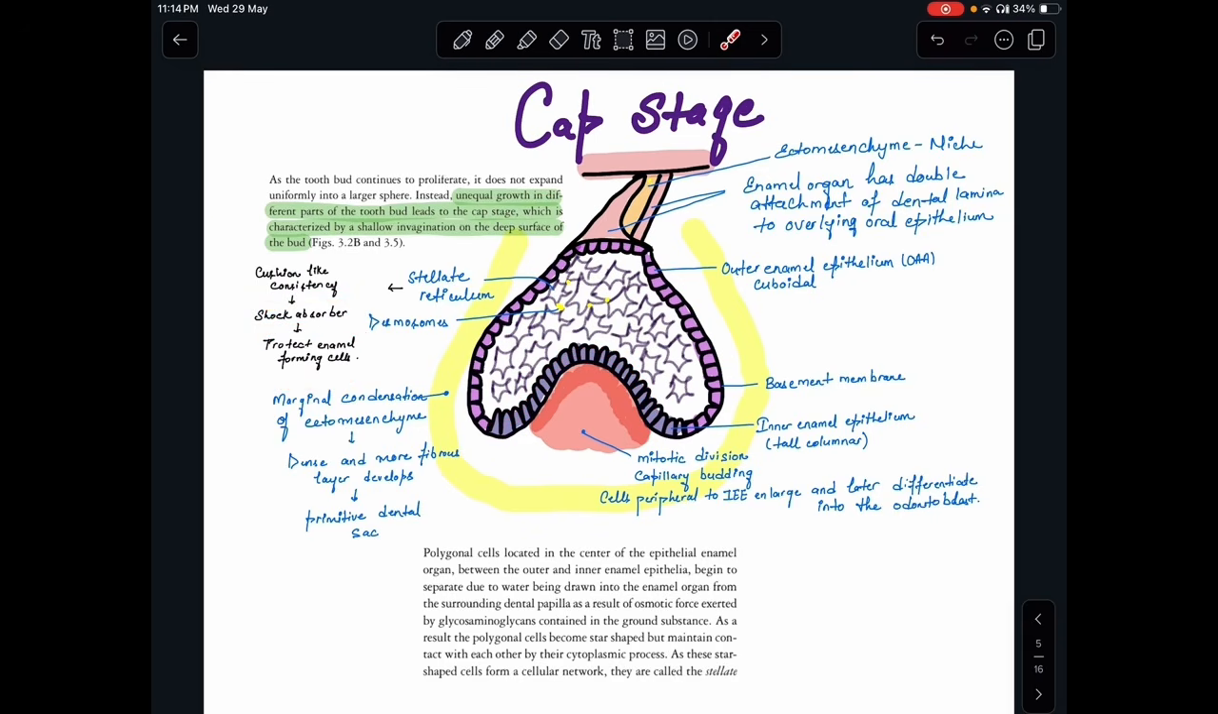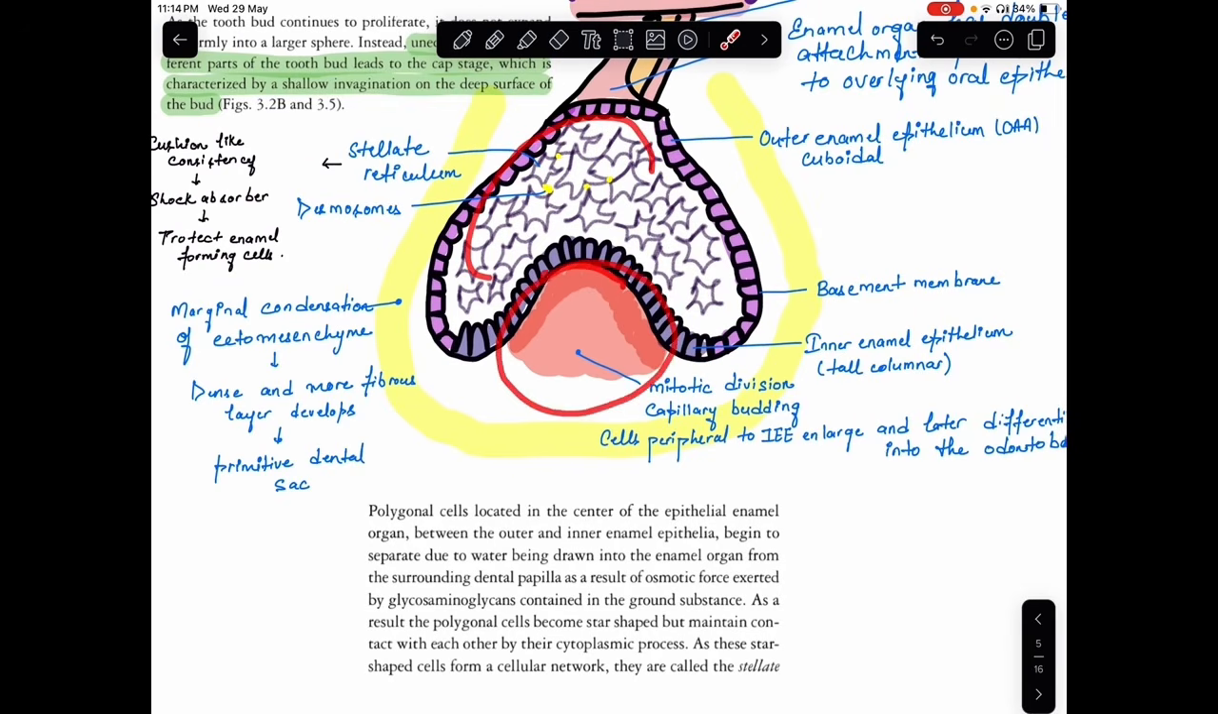What else is happening outside the enamel organ? So this is the dental papilla. It was showing condensation in the previous stage. Now there is increased mitotic activity. Capillaries start developing, and some cells peripheral to the enamel organ enlarge. Okay, what will happen is that you see this darkened area. The cells in here are going to be converted into odontoblasts. What will happen is that this inner enamel epithelium, when it's converted into ameloblast, will send signals into this area, and these cells will be converted into odontoblasts, the dentine forming cells.